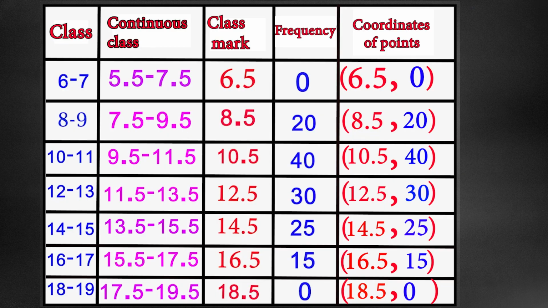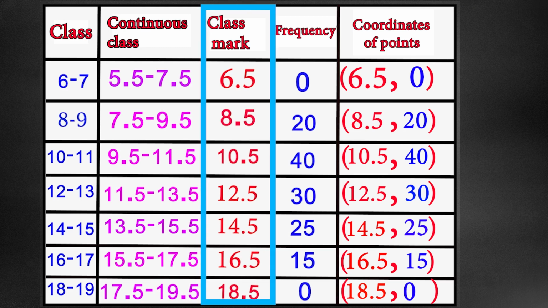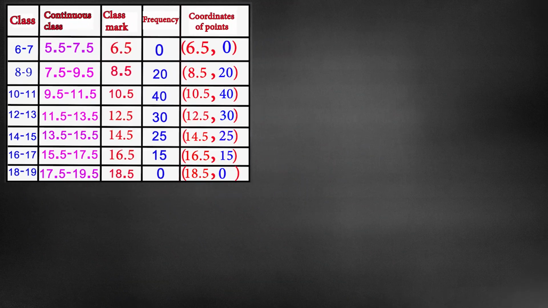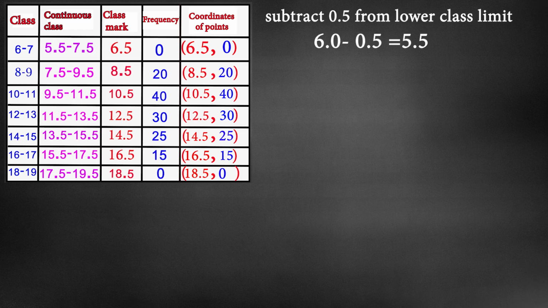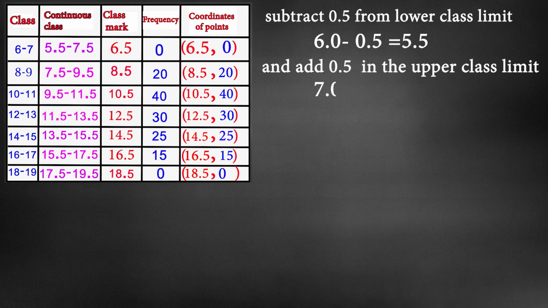Now students, observe this table. Here the classes are not continuous. So let us make them continuous. Students, while making continuous class, subtract 0.5 from lower class limit and add 0.5 in the upper class limit. In this way, make the classes continuous.